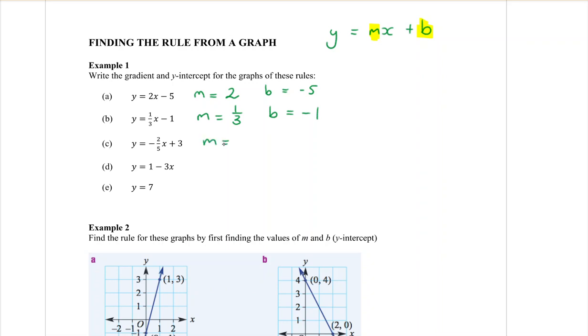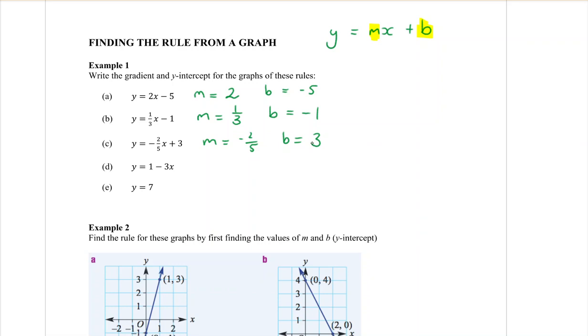For the next one, y equals minus 2/5 x plus 3. Julia, what's m? The minus 2/5. Very good. And b, Shelby, what's b, which is the y-intercept? 3. Excellent, good job.